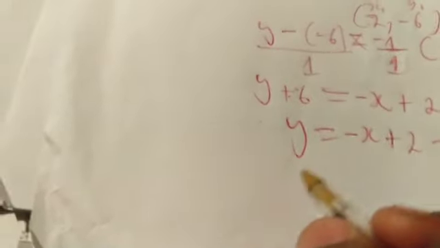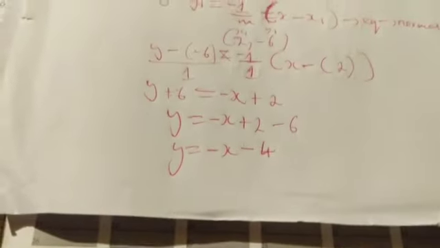Then from here we can say y equals negative x minus 4, because we subtract and maintain the sign from the bigger number. That is the equation of the normal. Thank you.